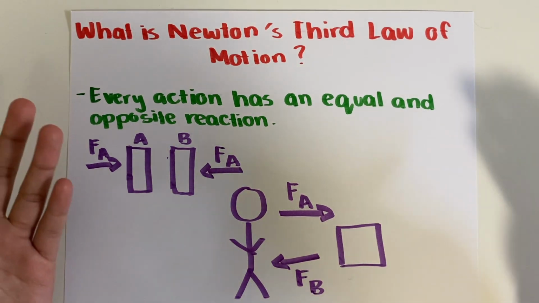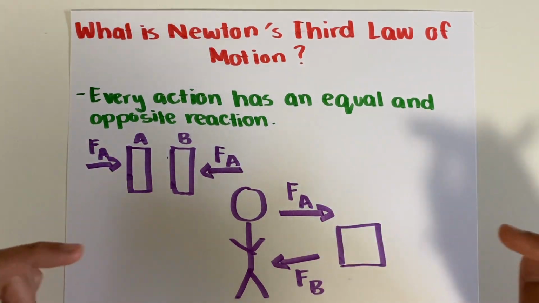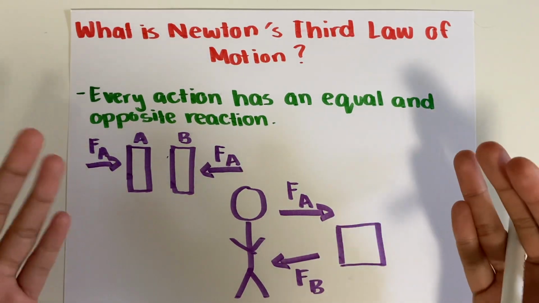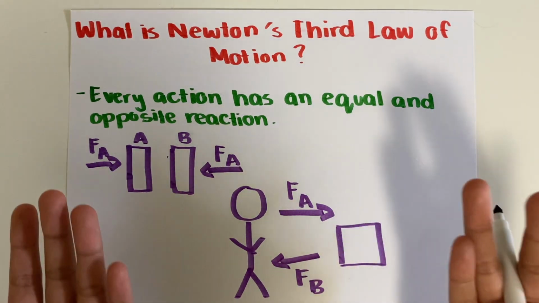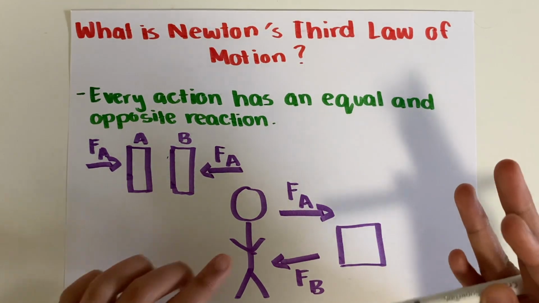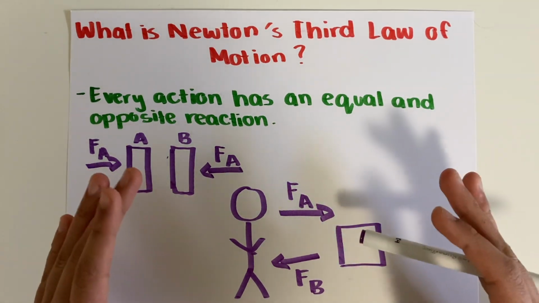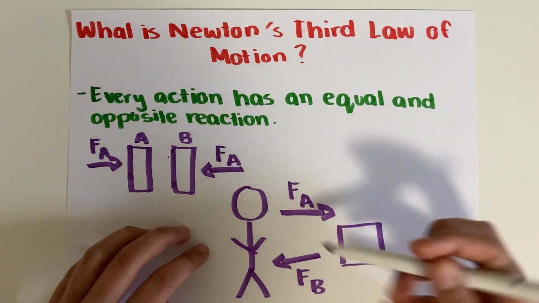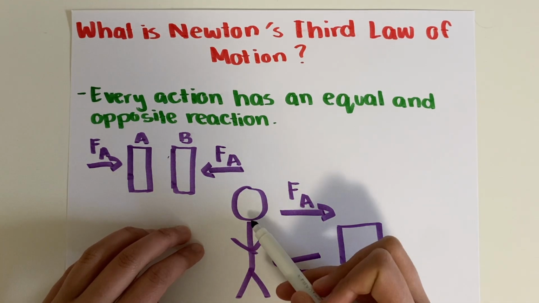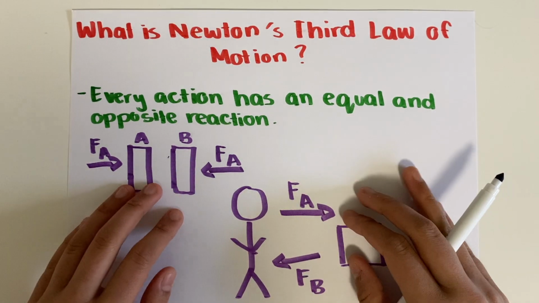So you may be thinking that if Fa and Fb are equal and they're in opposite directions, they must be canceling out. So in the end, nothing is moving at all. Everything is staying in the same position. No, that's not what's happening. What's happening is that both of these forces are exerting on different objects, not the same one. So it's not canceling out. Fa is being exerted on the box, but Fb is being exerted on you. So in the end, they do not cancel out.